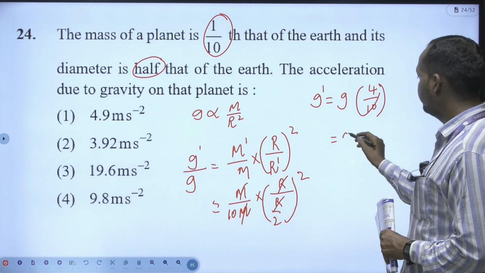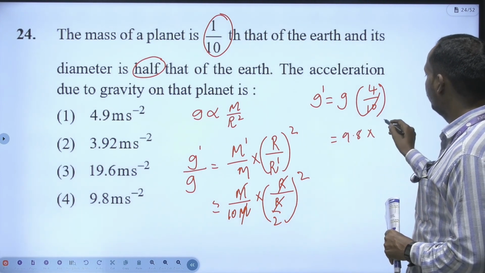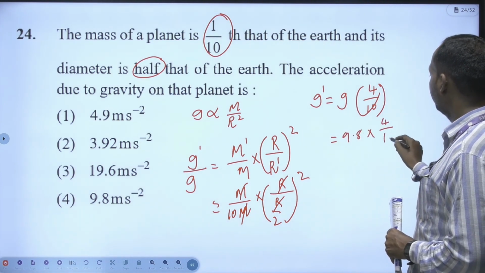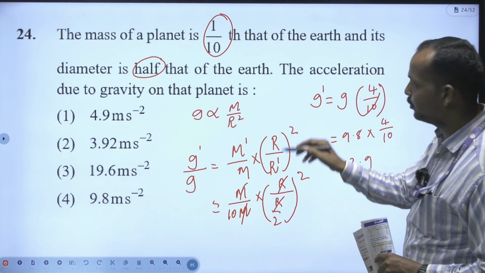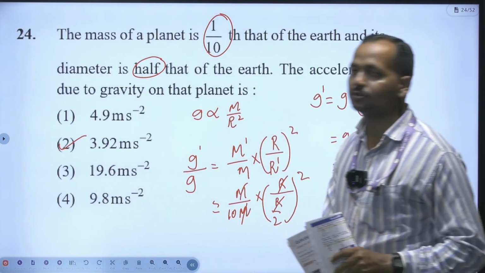So 9.8 into 4 by 10. If you calculate, you will get nearly approx 3.92 meter per second square. This is the answer, dear student.